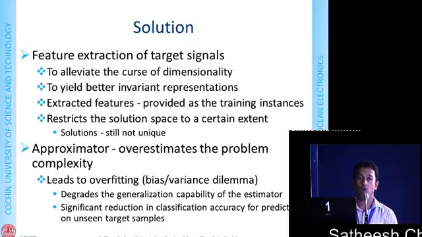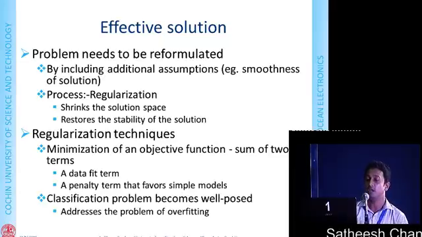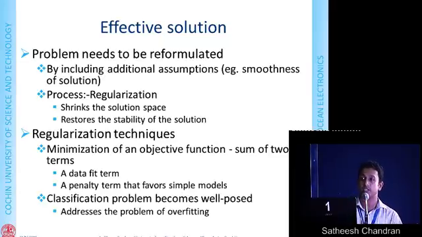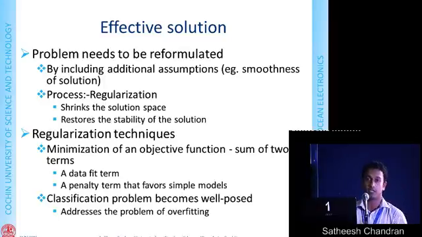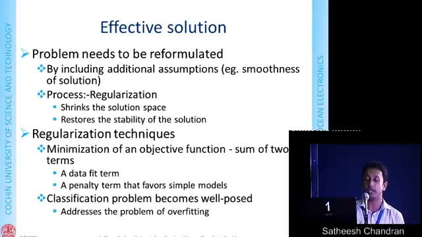So, how will we get an effective solution to this problem? To get an effective solution, this problem needs to be reformulated by including additional constraints on the solution. This process is known as regularization. It shrinks the solution space and restores the stability of the solution. The technique based on regularization involves minimization of an objective function, which is the sum of two terms, of which the first term is the data fit term, which tries to fit the data, and the second is a penalty that favors simple models. By introducing regularization, the classification problem becomes well-posed and it implicitly addresses the problem of overfitting.